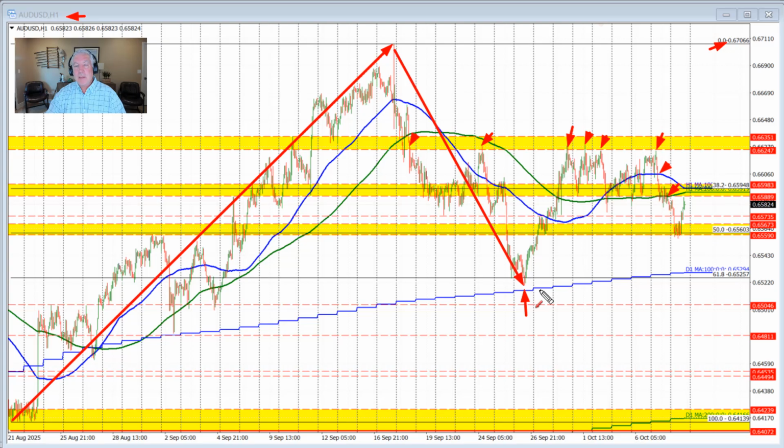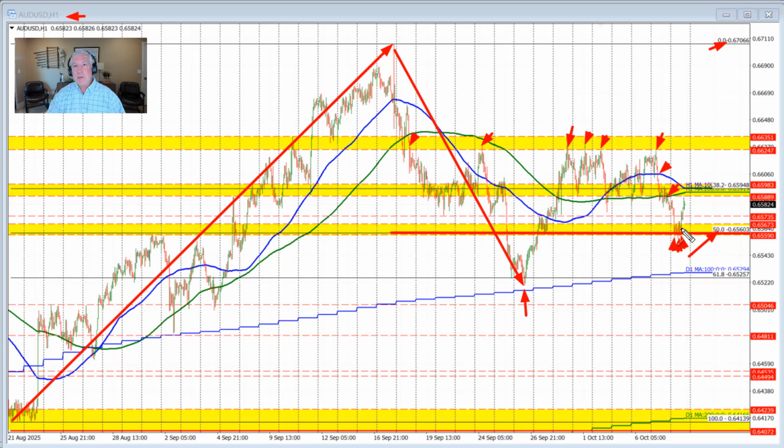Now that move to the downside did come to test the 50% midpoint of this move to the upside. That level comes in at 0.6560. I'll draw a horizontal line against that level right through here. The price also fell below this swing area low near the 0.6559 level, but each of these breaks below that yellow area right here, even right here, really didn't gather any momentum.